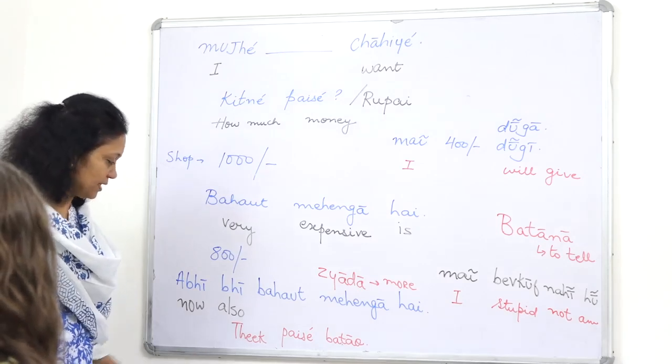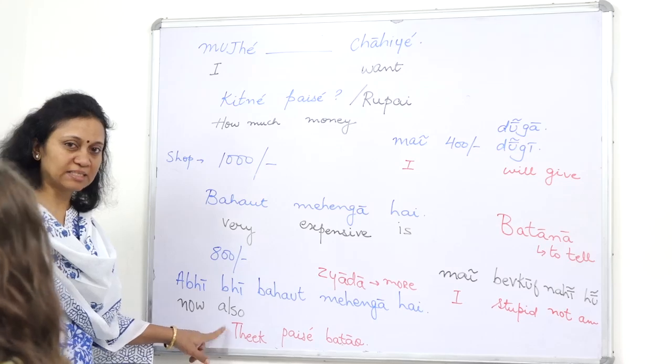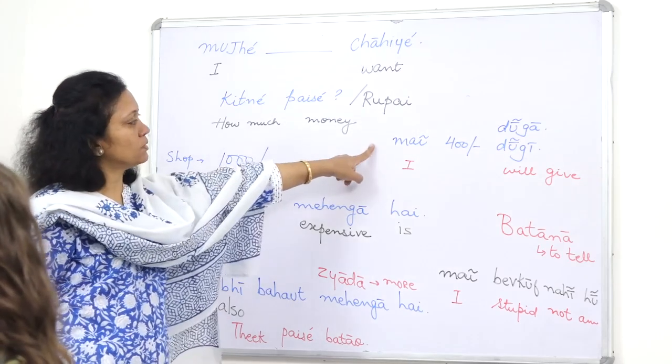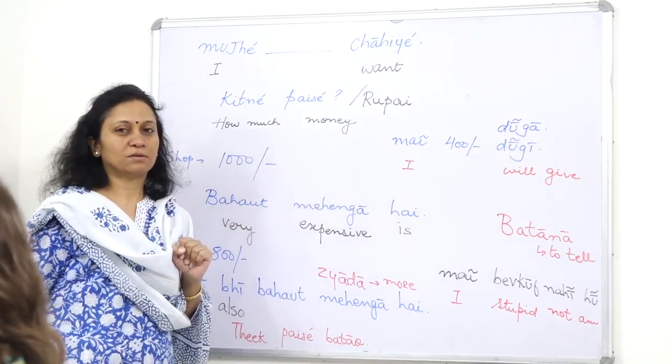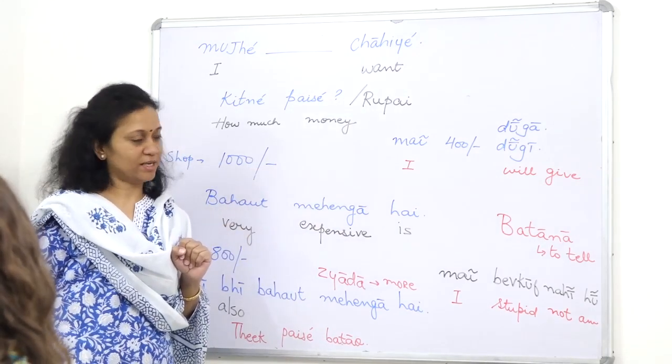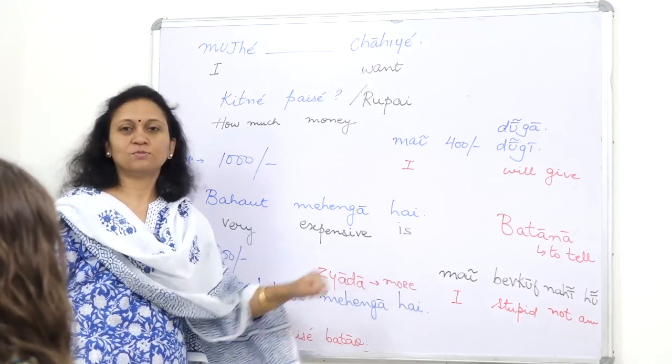ठीक है. And then ठीक पैसे बताओ. Please tell the right price. ठीक पैसे बताओ. मैं 200 दूंगी. ठीक है. मैं बेवकूफ नहीं हूँ. ठीक है.